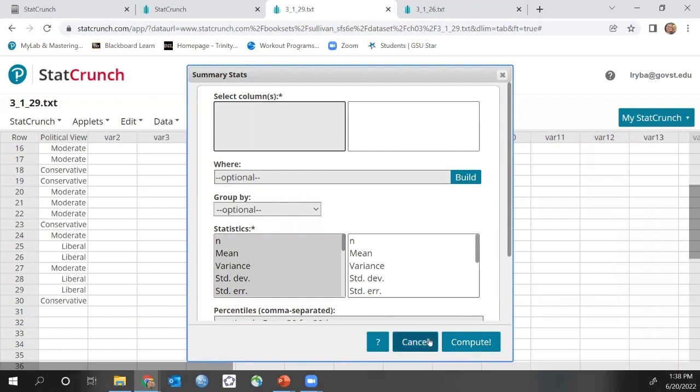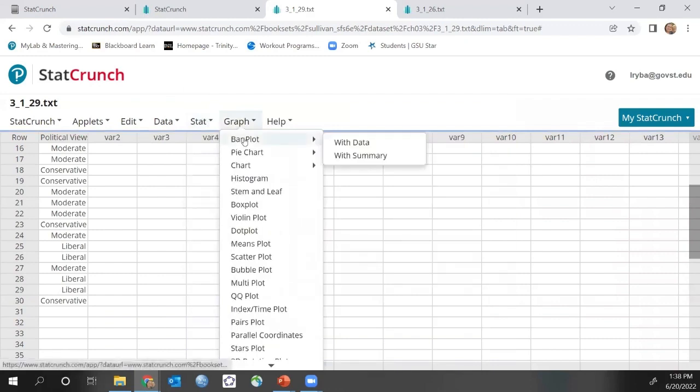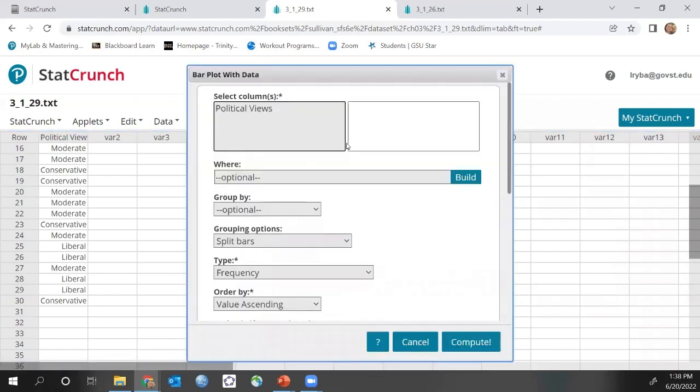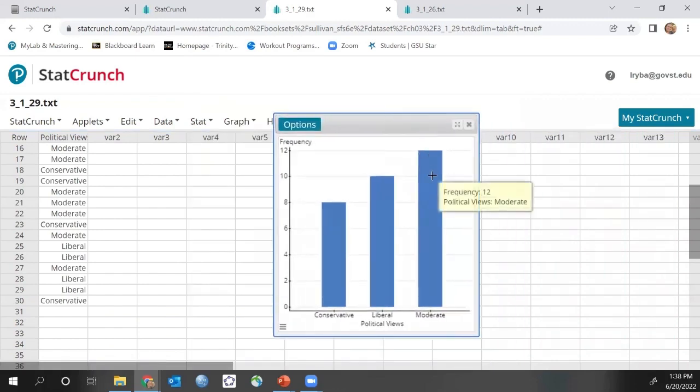Okay. The only thing I can do here is create a bar graph with my data and see which one is the highest. And the highest in this case is moderate political views. So moderate would be my mode. You guys have your choices.